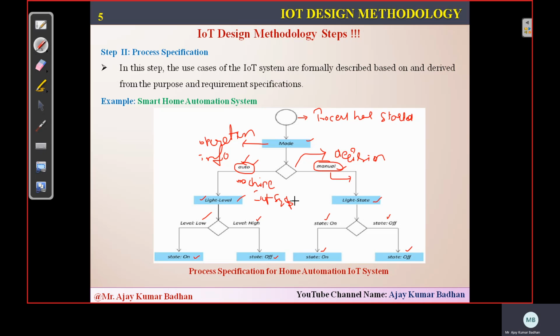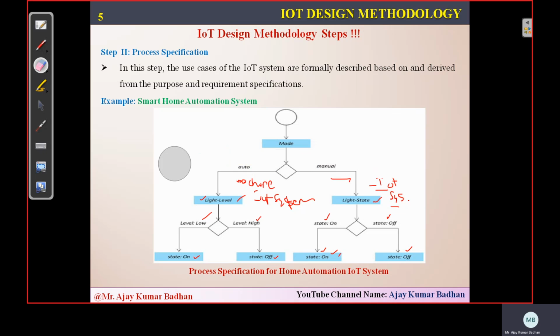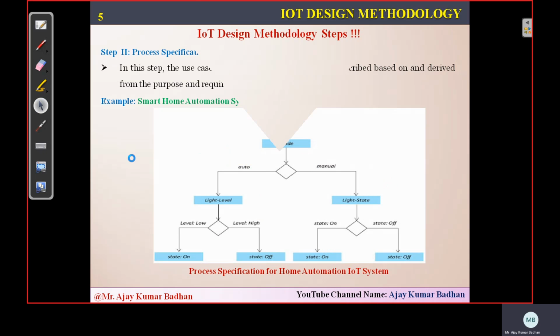This is also done by your IoT system itself, but the user is physically involved in this. If the user types to turn off the light, then the system will automatically turn it off. If the user says turn on the light, it will turn on that particular light. So this is the second step, related to your process specification.